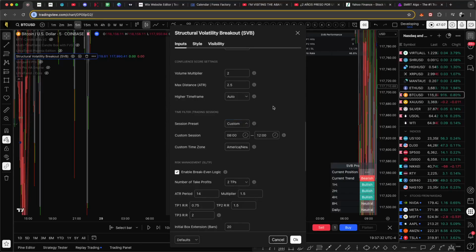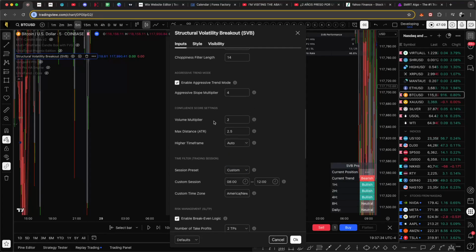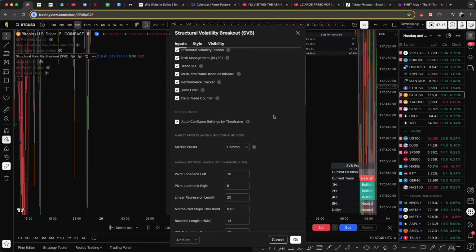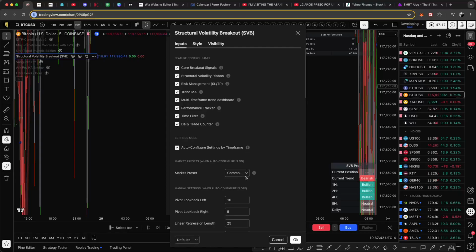You can choose your session, volume multiplier. Don't move any of this. Everything else enabled. The only thing that you're going to be switching on and off is the pairs, right? If you want to be trading stocks, you want to trade crypto, indices, the same goes for futures. So if you're trading NQ or ES, you choose indices, right? It's the same. So don't worry. Don't panic with that. Let's go to crypto now.